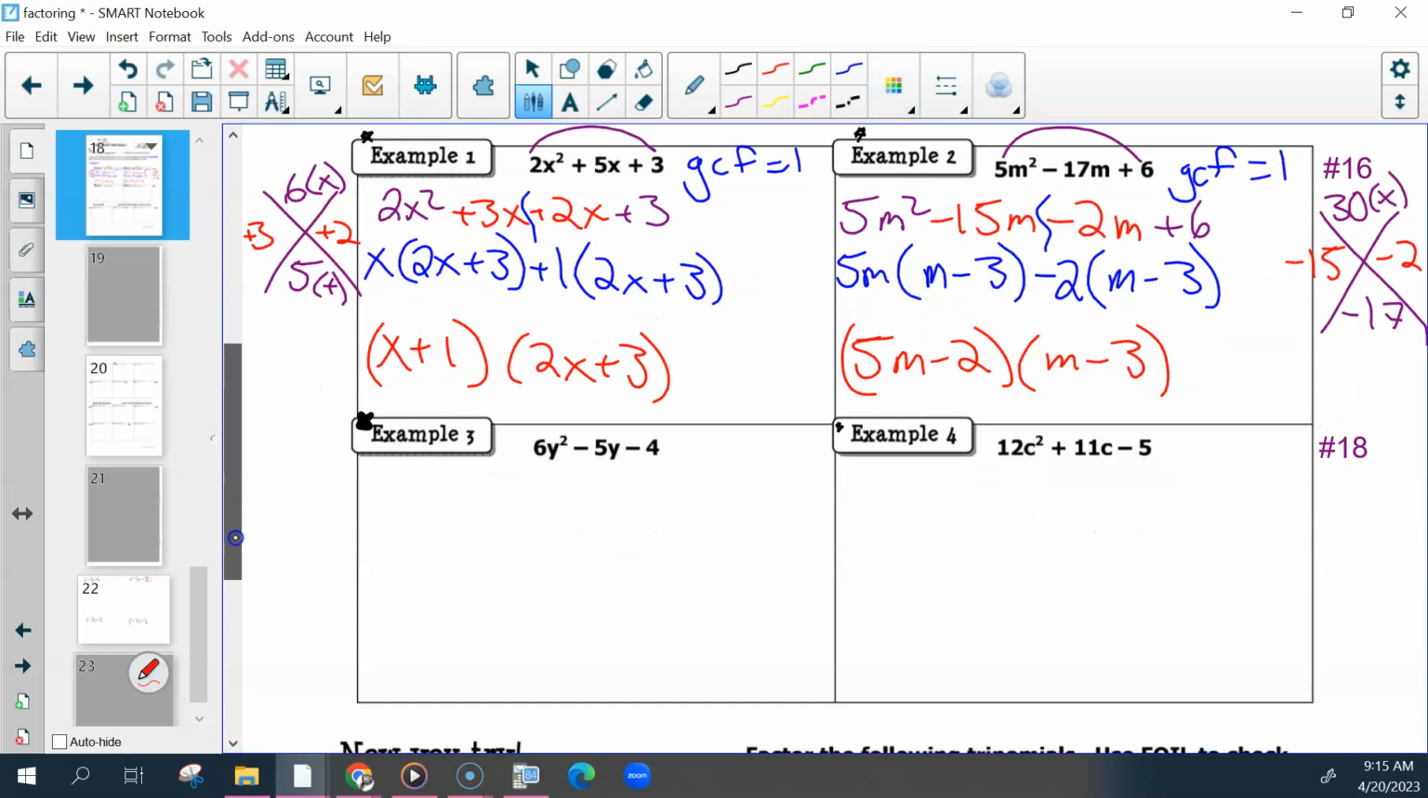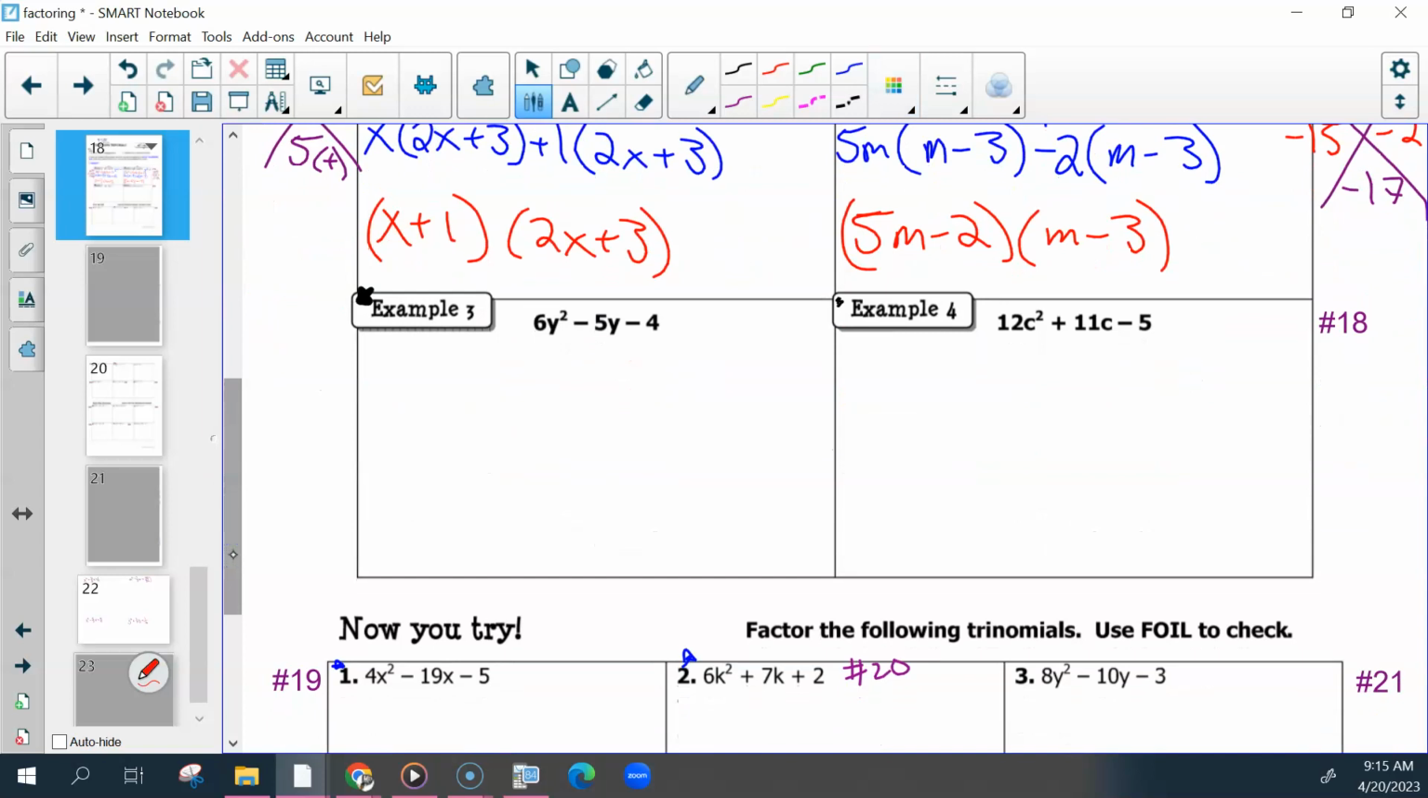Let's do example 3. Same process. Do we have a GCF? No, other than 1. Multiply 6 and negative 4. And that will give us negative 24. Remember that one of the terms will have to be negative when you look for these. So two numbers that multiply to be negative 24, but add to be negative 5.